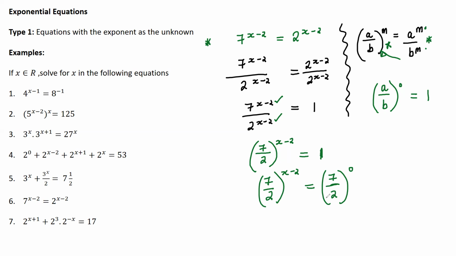And so at the end of the day, the bases are now the same. Like it's hot, you drop it. x minus 2 is equal to 0. Maths, x is equal to 2. That's how you get your answer.